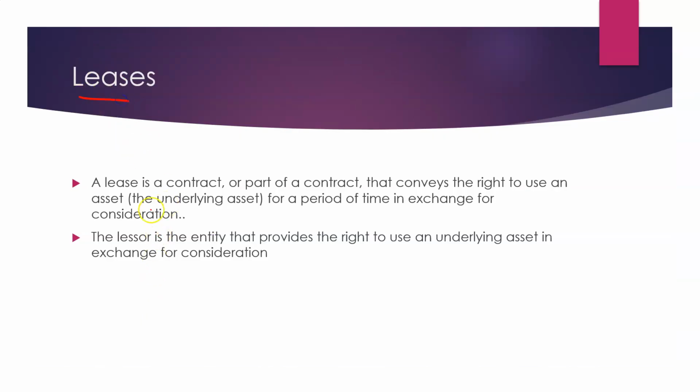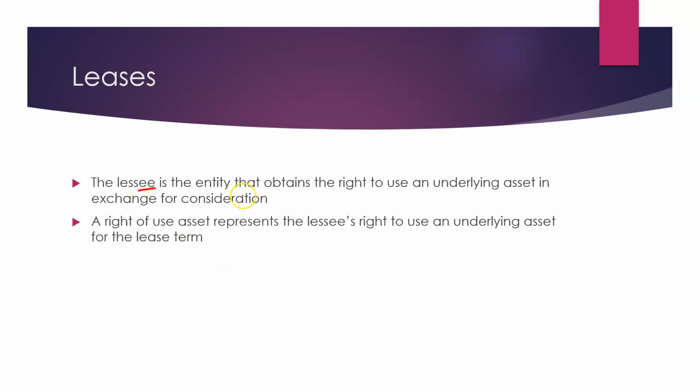So what is a lease? A lease is a contract or part of a contract that conveys the right to use an asset for a period of time in exchange for consideration. So you're going to be using this asset for a period of time. And so the lessor is the entity that's actually providing the right to use the asset in exchange for consideration. Just some definitions really here. The lessee is the entity that obtains the right. So this is the person actually taking the asset to use for a period of time.